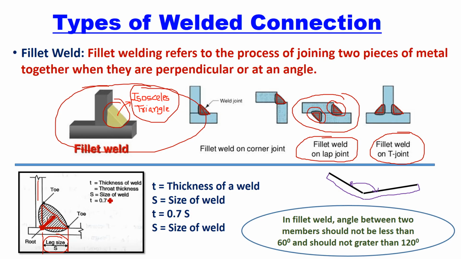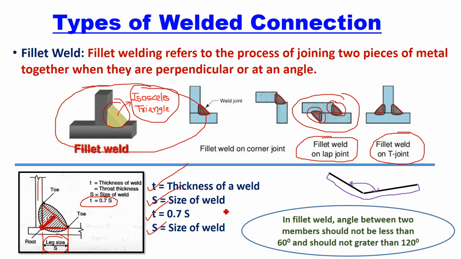So how to calculate, or what is the relation between thickness of fillet weld and size of fillet weld? T is equal to 0.7 into S, right? 0.7 into S. So T is the thickness of weld, S is the size of weld, T equal to 0.7 S, where S is equal to size of weld.